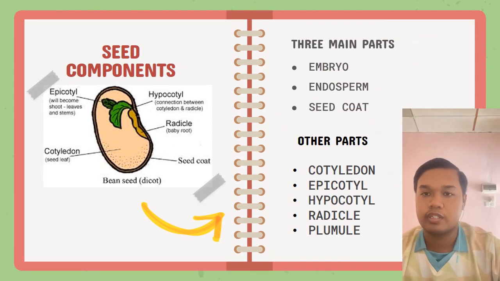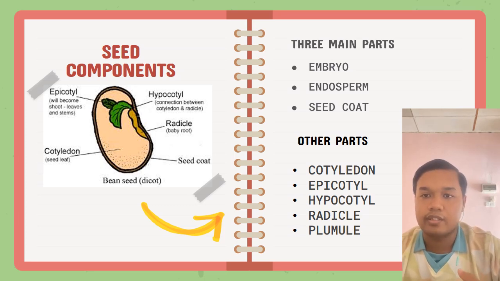I'm going to tell you about the seed components. There are three main parts in the seed, which are embryo, endosperm, and seed coat. First, I'm going to tell you about the seed coat. The seed coat is the protective outer covering of the seed. It develops from the integuments of the ovule after fertilization. The seed coat provides physical protection to the seed and regulates water and gas exchange during germination.